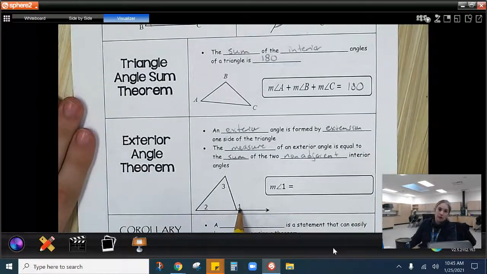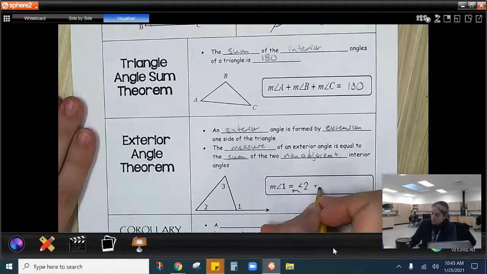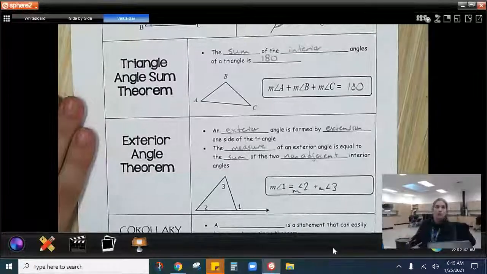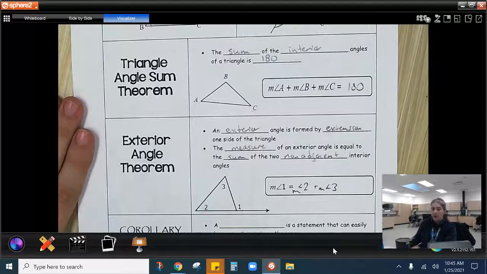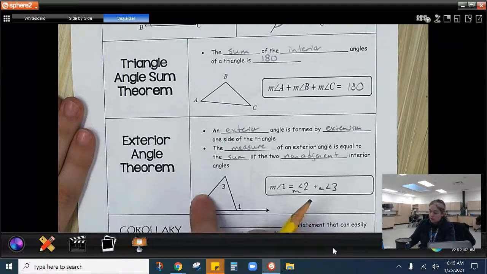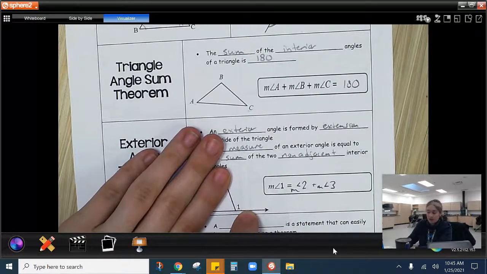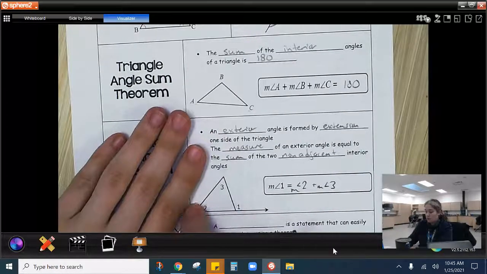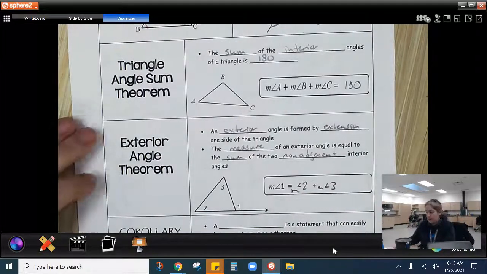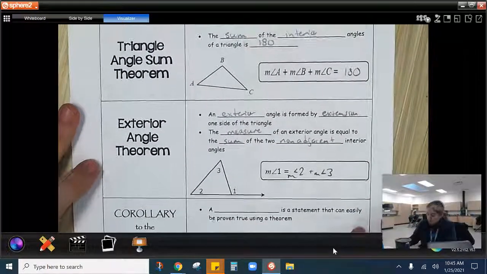If this is the exterior angle, angle 1, that means it's going to be equal to the measure of angle 2 plus the measure of angle 3. So this angle equals those two added together. So kind of weird and cool. How do you know that that's true? Well, we know that all three of these would equal 180 total, and we know that this angle plus that angle is going to equal 180. And therefore these two must equal that. So it's a whole process. If you want me to show you the proof, I'm happy to do that. It's pretty cool how you can substitute and it remains true.